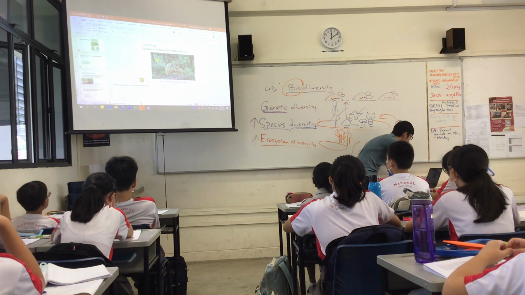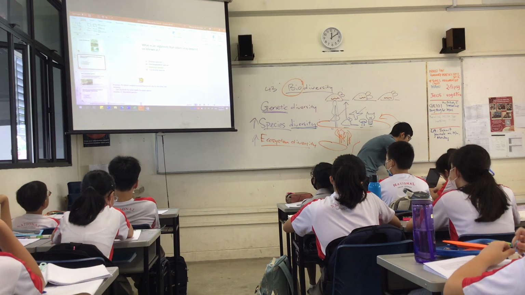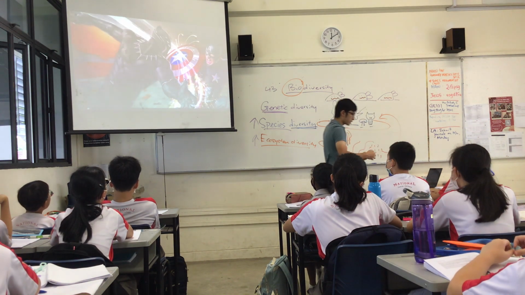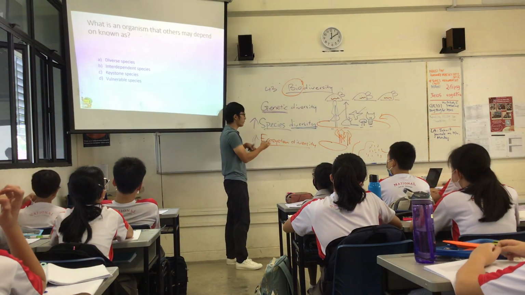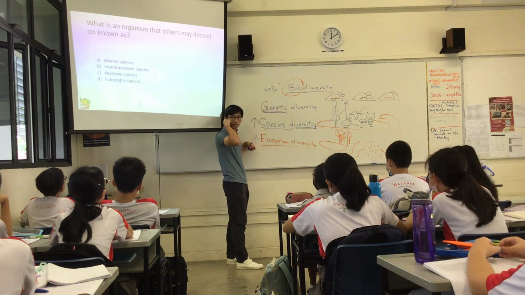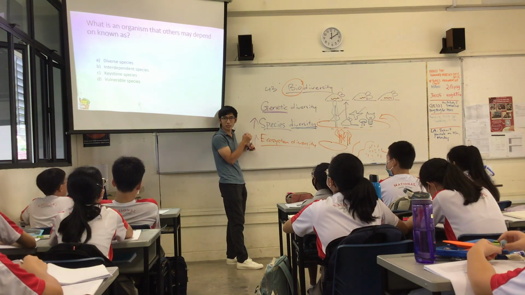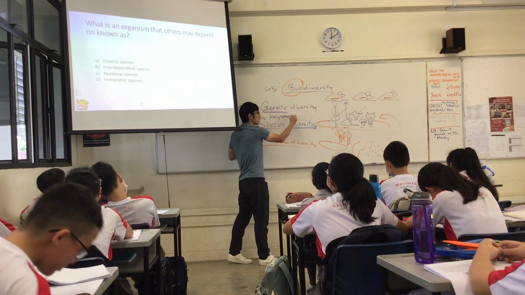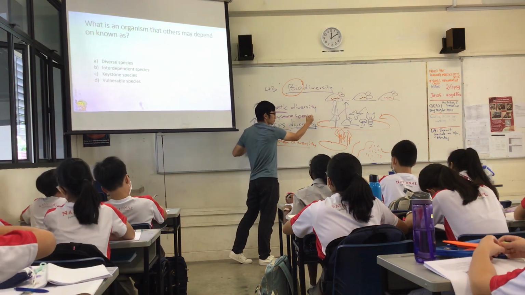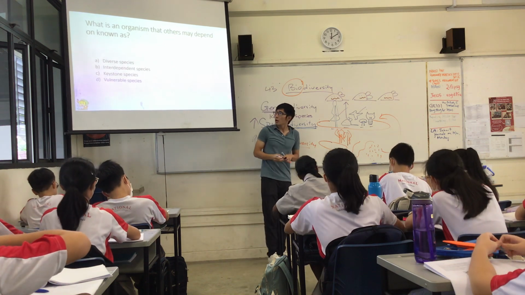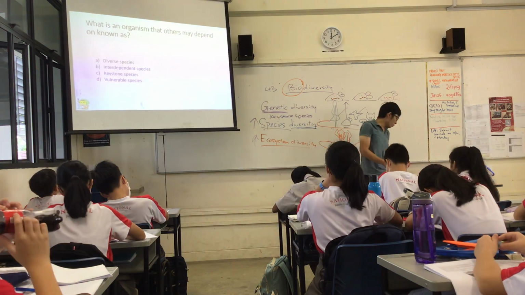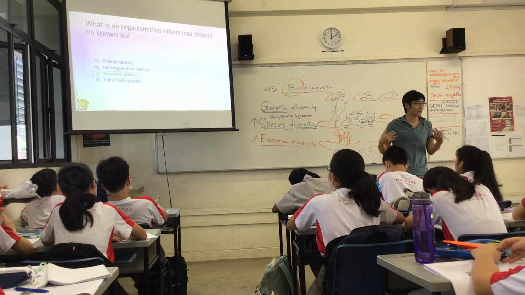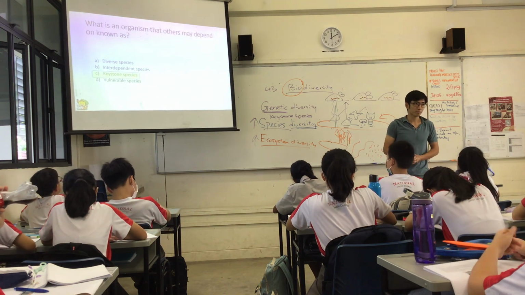Okay, if there's one word I'd like to introduce to all of you today, it's called keystone species. You can write this somewhere under the level of species diversity. So the word is keystone species. A keystone species is a species that many other living things depend on.